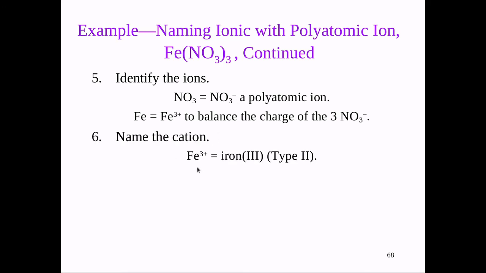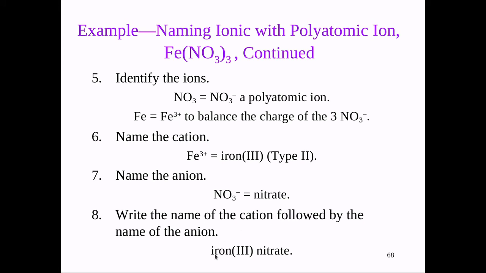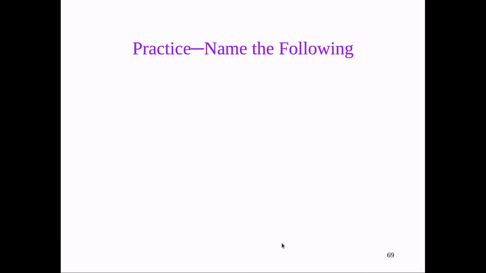We will name the cation. So this time we know that because it's a type 2, we have to do it as iron(III). And then we're going to name the anion, and we know from the table that this is nitrate. We put it all together and we have iron(III) nitrate. I'll let you guys get a little practice doing these guys. Let's see if we can do NH4Cl.